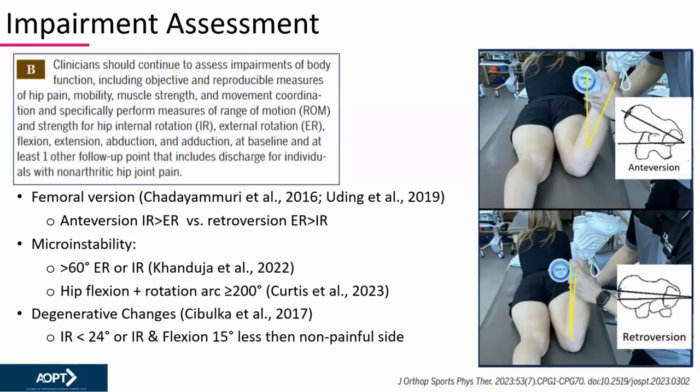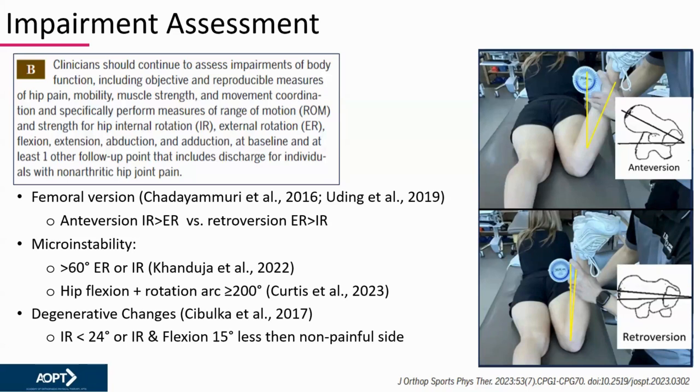Degenerative changes. As we noted, at times, you may change course throughout treatment if what appeared initially to be a non-arthritic hip joint pain patient now has you at least suspecting arthritis being the concern. The available CPG by Sabalco et al., currently in revision, recommends internal rotation less than 24 degrees, or internal rotation in flexion 15 degrees less than the non-painful side if it's unilateral involvement, may indicate degenerative changes.